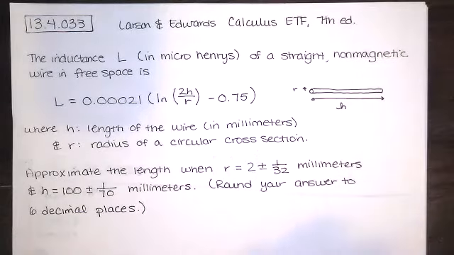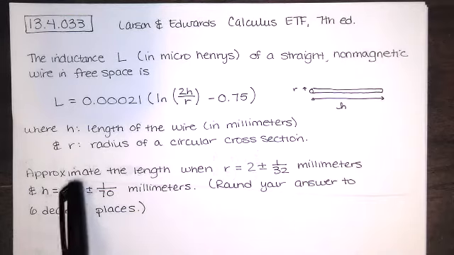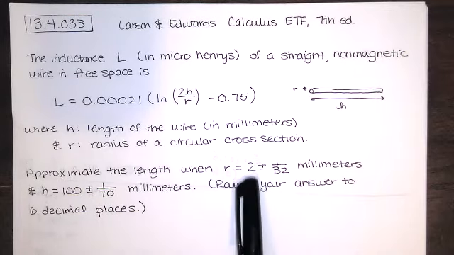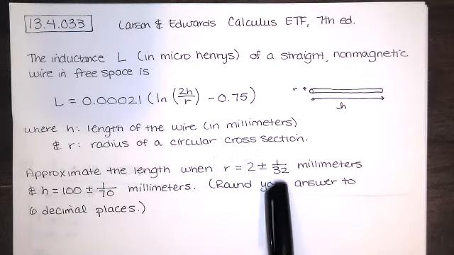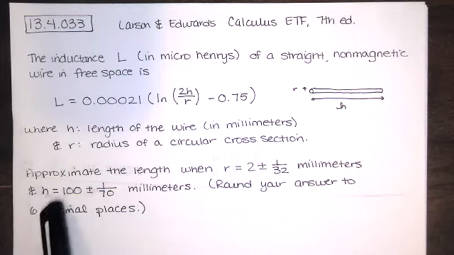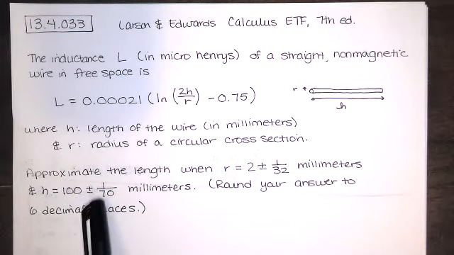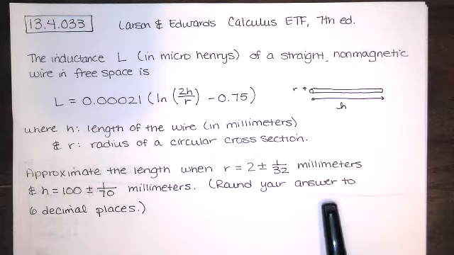That's r. It says, approximate the length when r equals 2 plus or minus 1 over 32 millimeters, and h equals 100 plus or minus 1 over 70 millimeters. And then you're asked to round your answer to 6 decimal places.